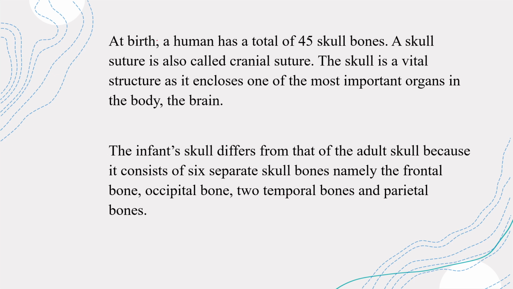Now let's talk about the time of birth. At the time of birth, it has a total of 45 skull bones. The skull suture is also called the cranial suture. At the time of birth, the skull has 45 bones, and after that, moving to adolescence, they fuse and become 22 bones. The skull suture is also called the cranial suture because it's present on the cranium.